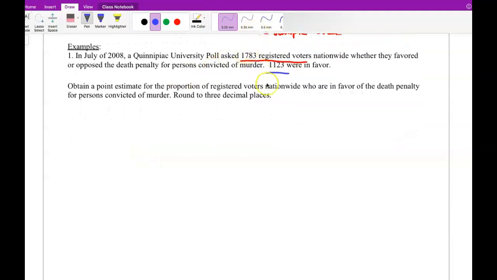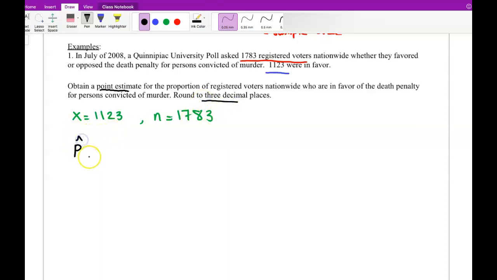So based on what we have here, x is 1,123 and sample size is 1,783. Okay, now finding, so we need to find the point estimate. Obtain the point estimate for the population of registered voters nationwide who are in favor of the death penalty, and round the answer to 3 decimal places.